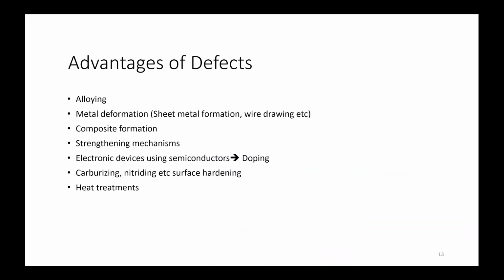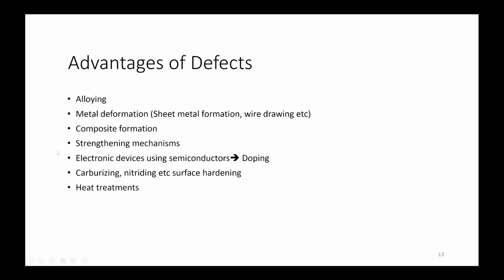Now there are also some advantages of defects. Because of defects, you can get alloying of metals, which can give you better mechanical and other properties. Metal deformation. Deformation is also only possible by the existence of dislocations and vacancies. Composite formation also requires some addition of defects.